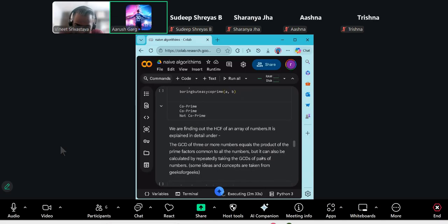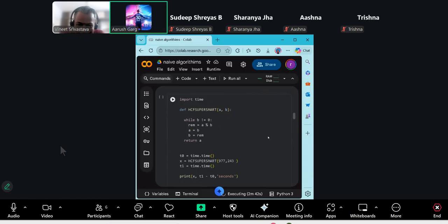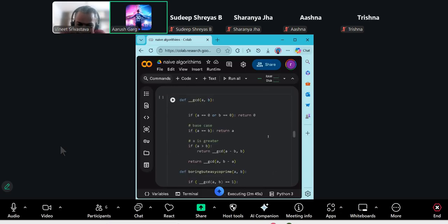And by the way, this prime number check is still running, executing after 2 minutes 39 seconds. Which is really, really stupid, I would say.